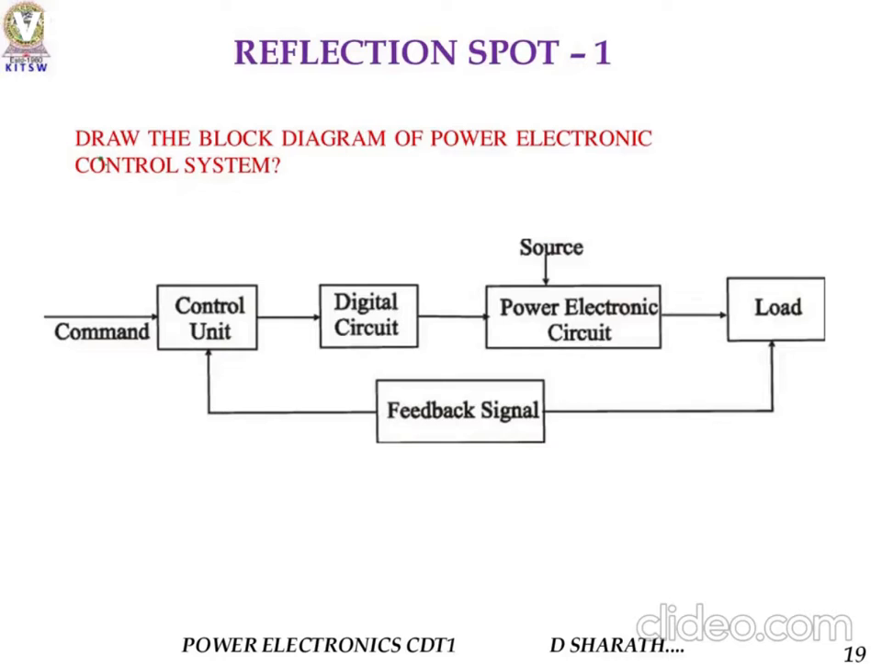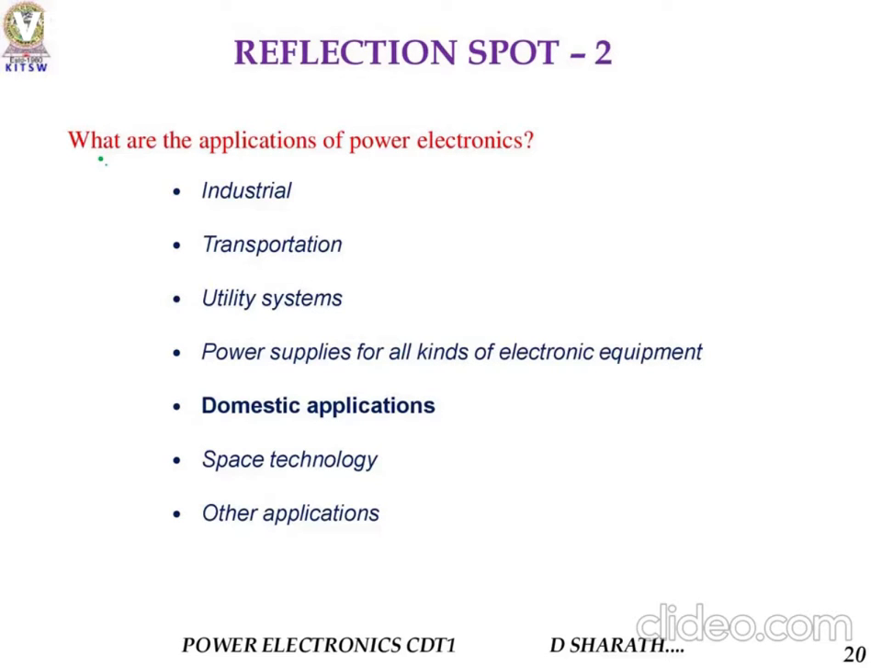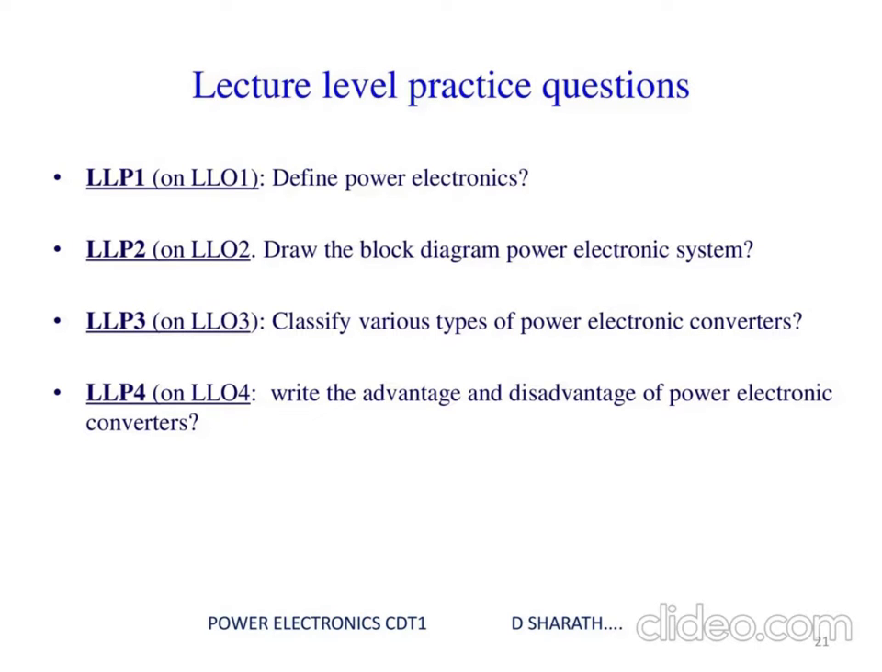Coming to the reflections part, we have to analyze the block diagram of our electronic system. What is meant by command, what is the control unit, what is the digital circuit, what is the power electronic circuit, how the command reaches the load, how the feedback signal is generated, and how we get the required output by using power electronic converter systems. You have to learn and note the different applications of various devices, where we use power electronic devices in the industrial sector, transportation, space technology, and domestic applications. You have to analyze all these applications.